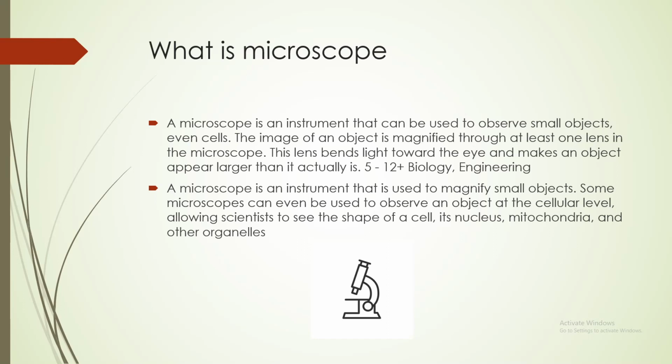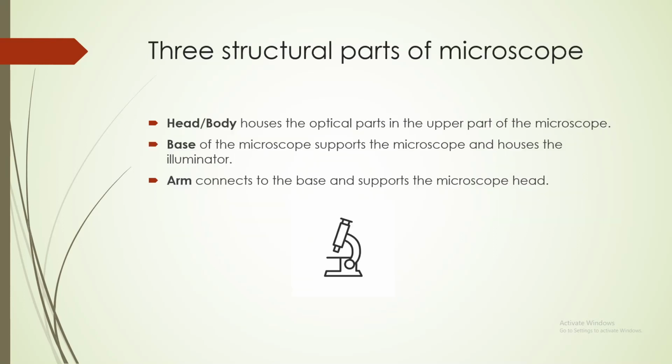A microscope is an instrument that is used to magnify small objects. Some microscopes can even be used to observe an object at the cellular level, allowing scientists to see the shape of a cell, its nucleus, mitochondria, and other organelles. And here are the three structural parts of a microscope.